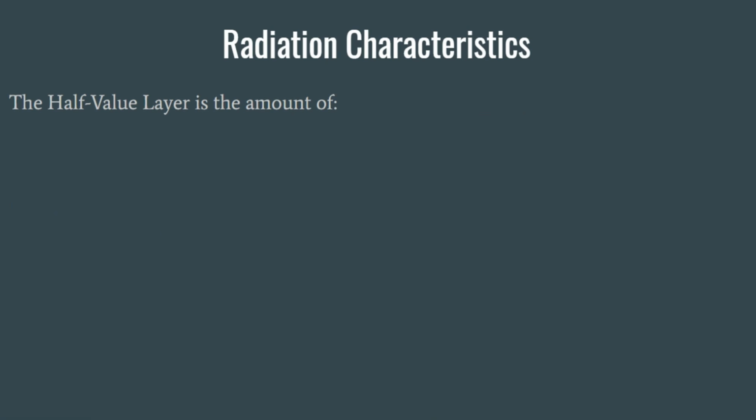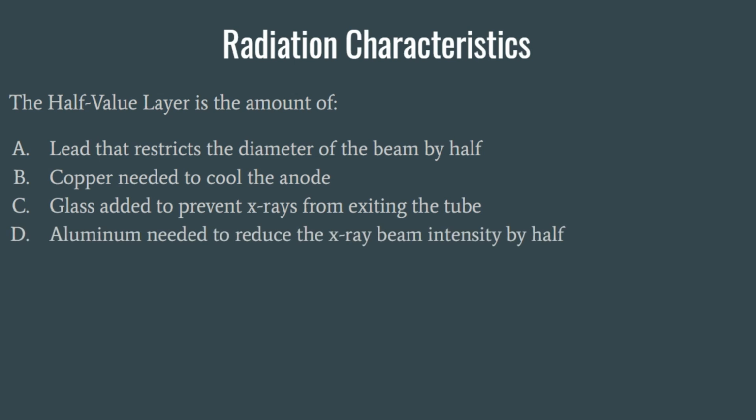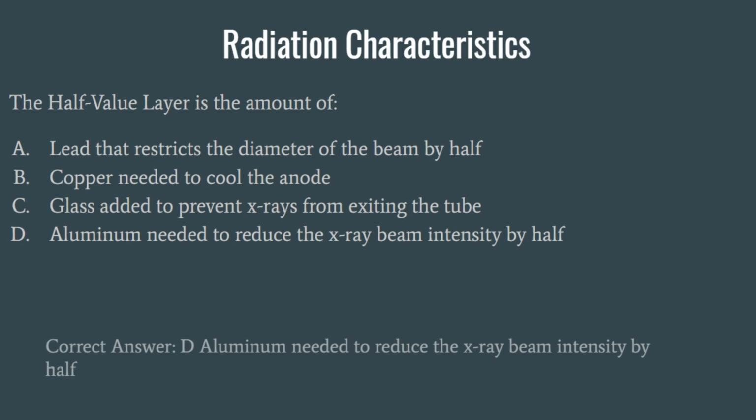The half value layer is the amount of A, lead that restricts the diameter of the beam by half, B, copper needed to cool the anode, C, glass added to prevent X-rays from exiting the tube, or D, aluminum needed to reduce the X-ray beam intensity by half. Correct answer is D, aluminum needed to reduce the X-ray beam intensity by half.